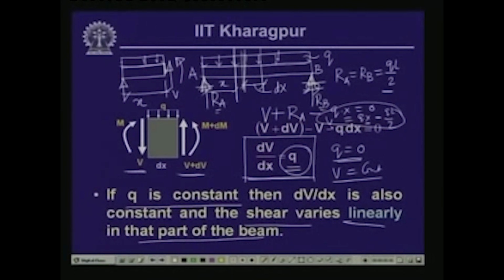Hence, the variation of V will be linear when we have uniformly distributed load. We will discuss this further through the examples, and you will see what the value of the shear is at different locations along the length of the beam if we have uniformly distributed load.